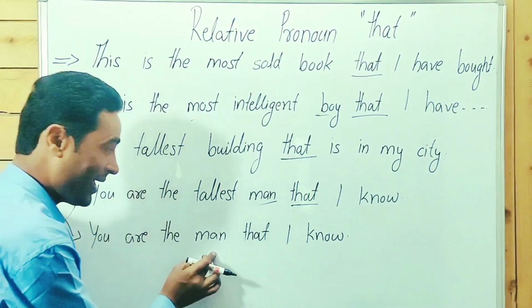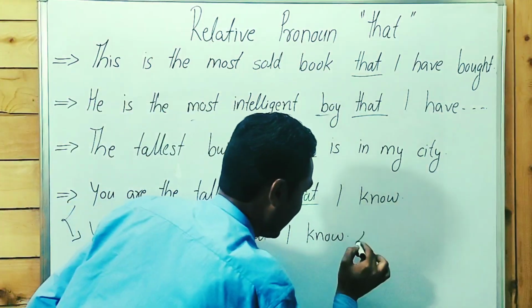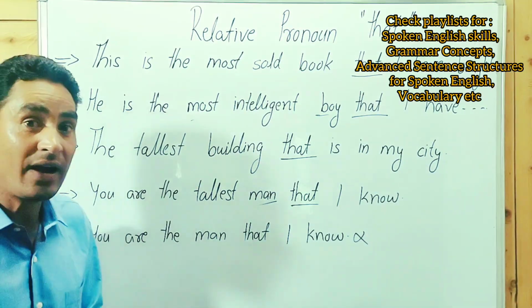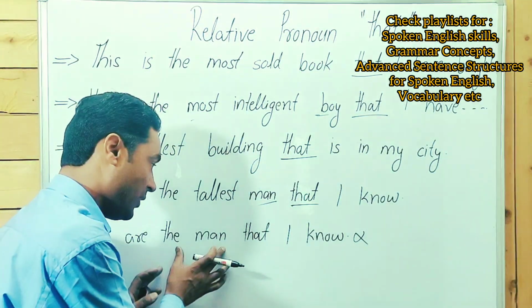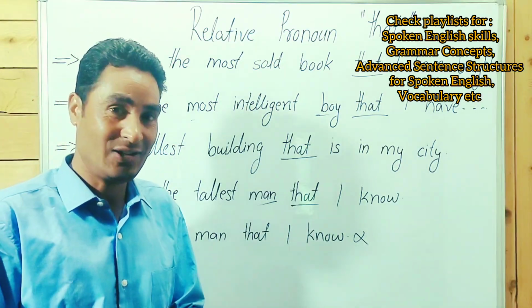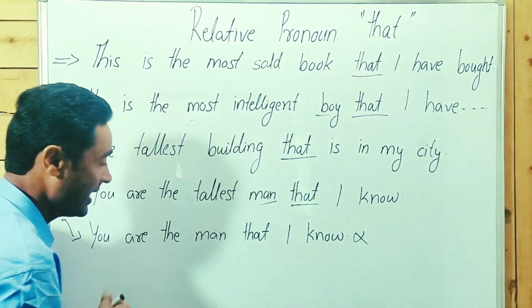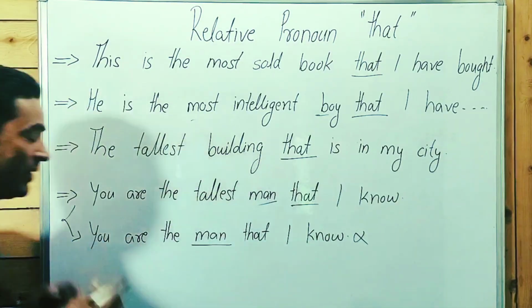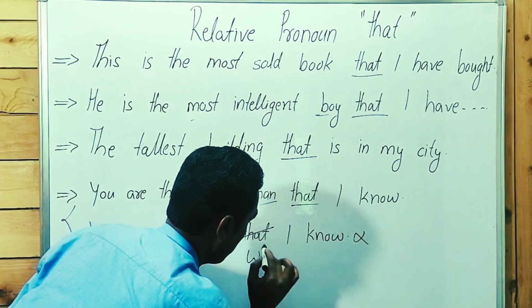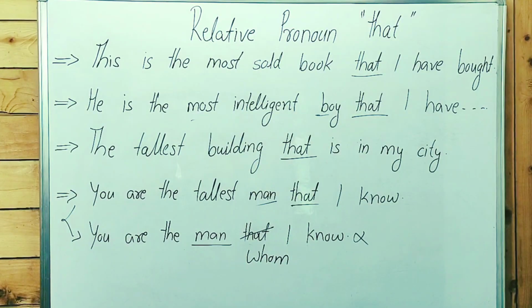You are the man that I know. Guys, point to be noted, this is an incorrect sentence. Here in this sentence, we haven't used superlative degree. We haven't written any words like all, the same, the only, the little, the few with the antecedent. Here the antecedent is a human being, man. You are the man whom I know, objective case.